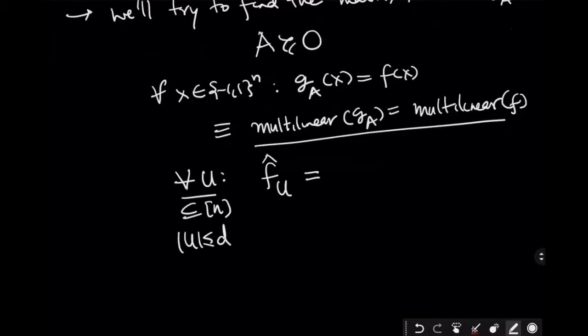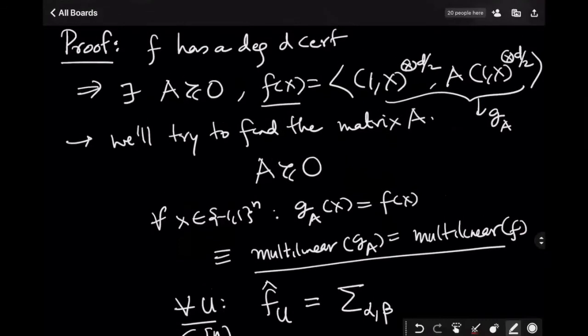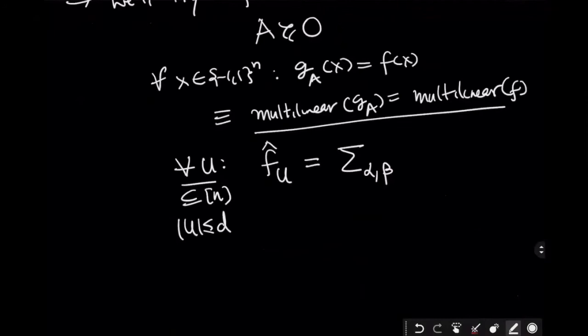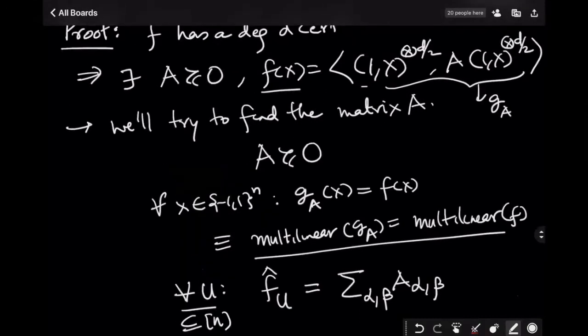So f hat U must equal the sum over alpha, beta. On the right hand side, I'm trying to index things by the entries of the matrix A. Remember, the entries of A are indexed by ordered D over 2 tuples of indices of x, because that's how this tensor works. I'm going to write the entry A alpha beta, and collect all possible entries A alpha beta that give me the same monomial. So when does an entry A alpha beta give me the monomial U?